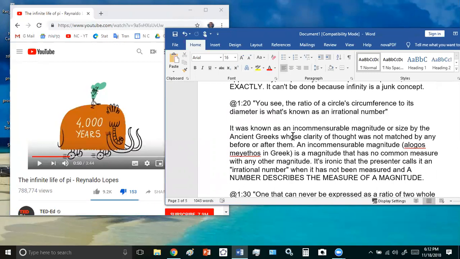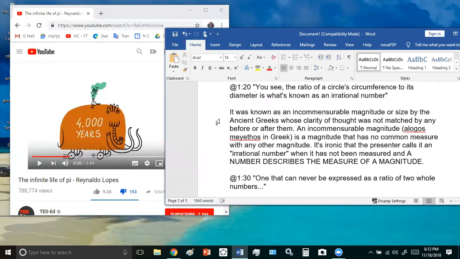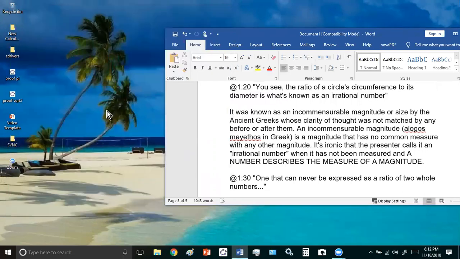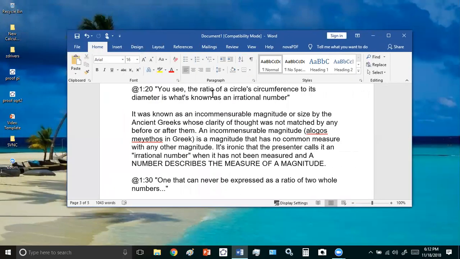Then at 1:20 he says, you see, the ratio of a circle's circumference to its diameter is what's known as an irrational number. Well, it was known as an incommensurable magnitude, or a size, by the ancient Greeks, whose clarity of thought was not matched by any before or after them. An incommensurable magnitude, in Greek alogos megethos, is a magnitude that has no common measure with any other magnitude.